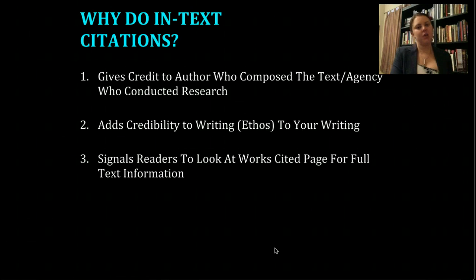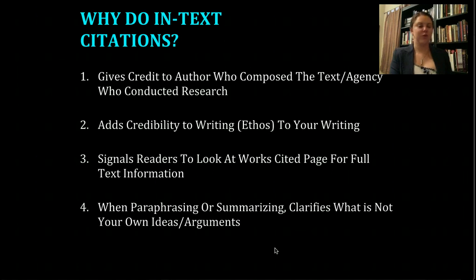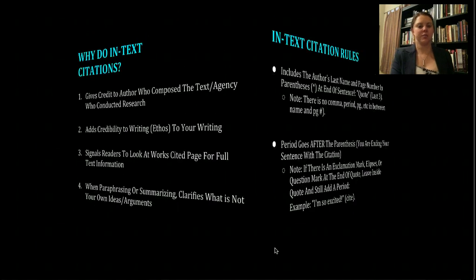Your Works Cited page should include all of the relevant information so readers could then go and look up that article, or video game, or any other text. Okay, and number four, when paraphrasing or summarizing, it clarifies what is not your own ideas or arguments. Because paraphrases and summaries do not go in quotation marks, this is particularly important. You want to make sure you're giving credit to whoever came up with those ideas.